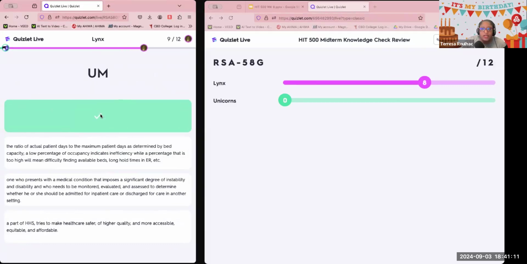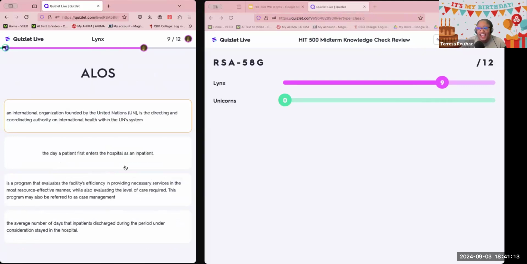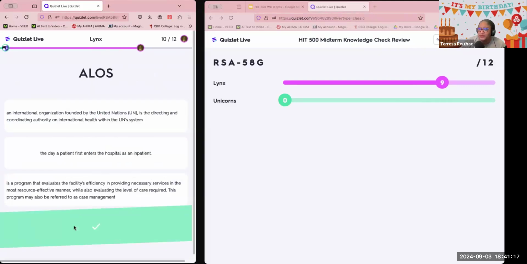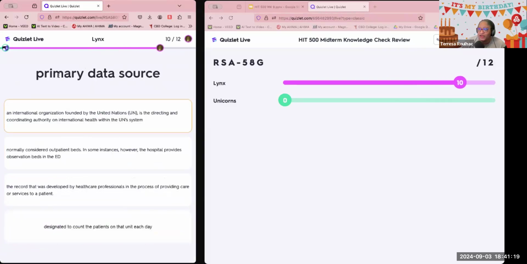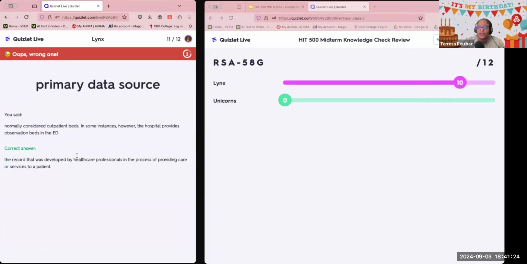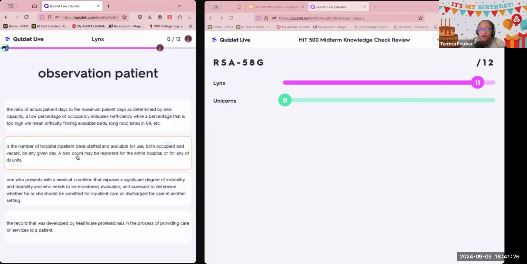Okay, hold on. Let me try. All right, close my eyes and just pick something. Okay, boom. So as soon as you get the question wrong, the correct answer comes, and then you go back down to 0 in this particular case, but then you get to keep going.